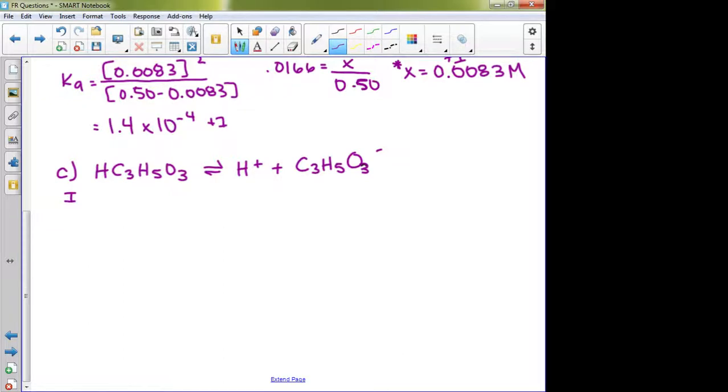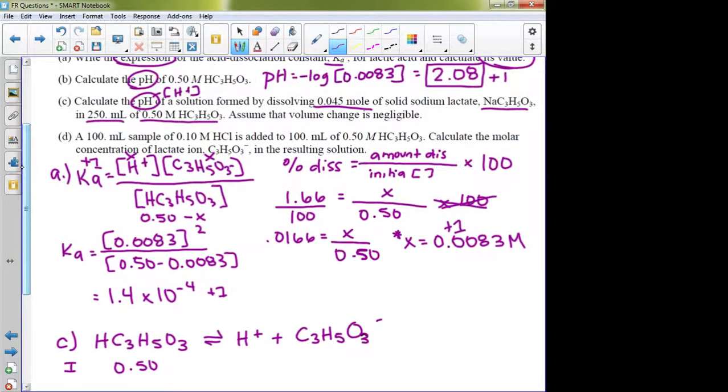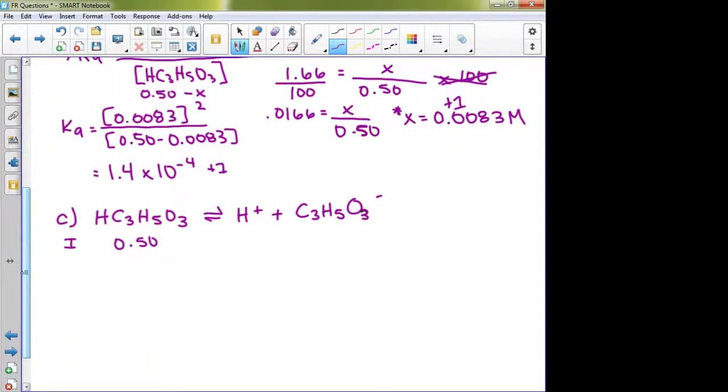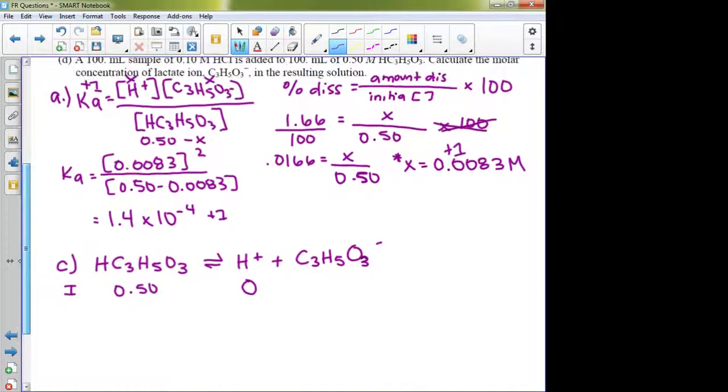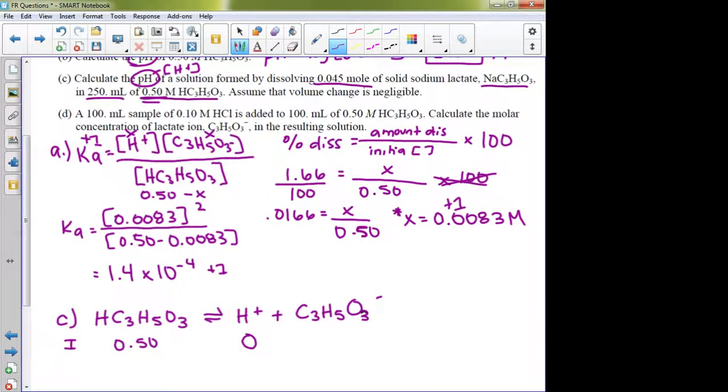Initially, what's my concentration of my lactic acid? 0.5 molar, right? What's my concentration of my acid? What's my concentration of my C3H5O3 negative? We did that. It's 0.002. No, it's not that. Is it 0.045? We used to have that. That's the moles. Is that the molarity?